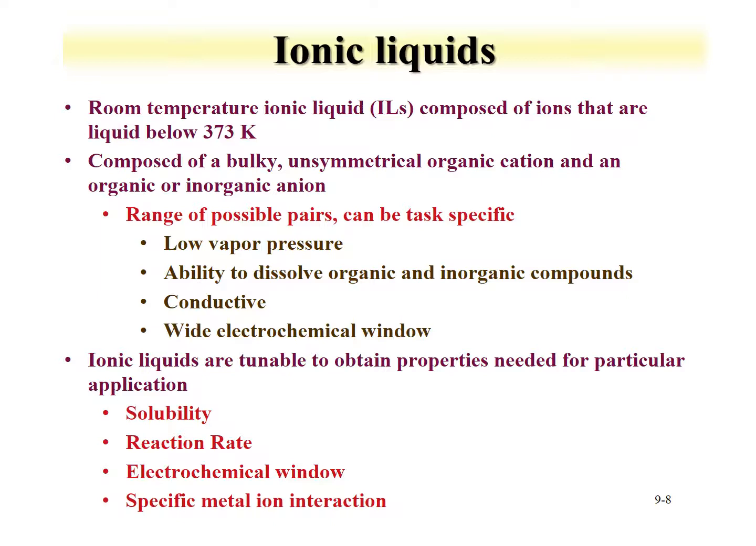An alternate to pyroprocessing is use of ionic liquids. Ionic liquids are ions that are liquid at room temperature or up to 100 degrees C conditions. They're composed of a bulky, unsymmetrical organic cation and an organic or inorganic anion. There's a large range of possible pairs of ionic liquids, both cations and anions. They can be task-specific ionic liquids.